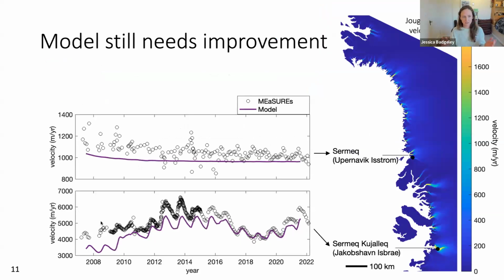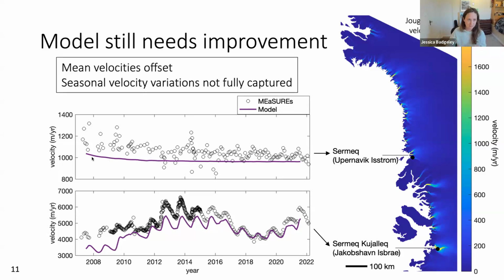So if we then look at the results from this model, which is fairly standard, and we look at a time series from 2007 to 2022 of velocity for these two points in Greenland. One is Sermeq Kujalleq, or Jakobshavn Isbrae, and then the other is Sermersuaq, also known as Upernavik Isstrøm. And the black points are observations from GrIMP MEaSUREs, and the purple line is my model result, which is actually not too bad for these two locations, but there is a bit of a mean velocity offset, and we're also not capturing all seasonal variations.